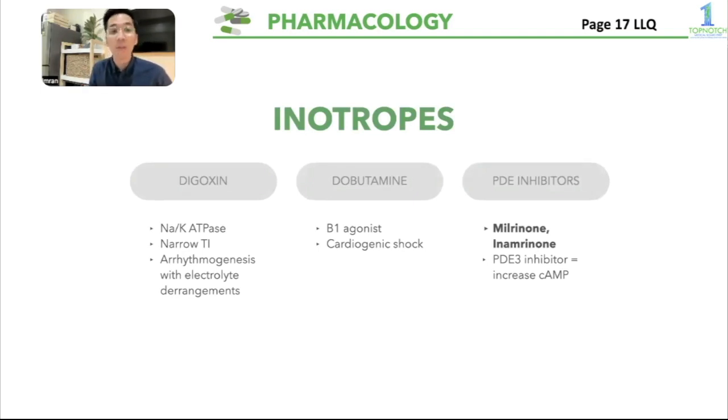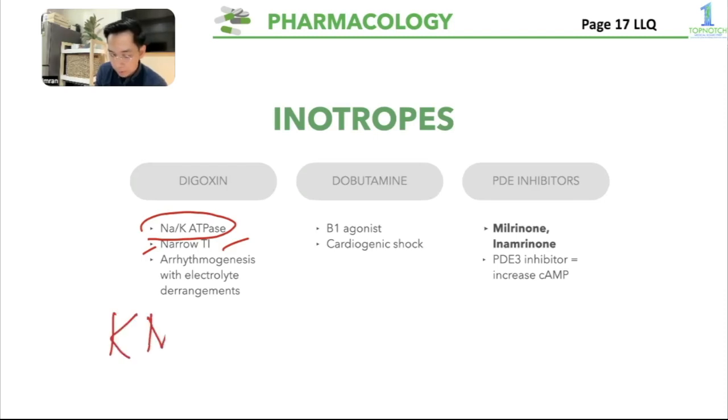Your digoxin, no, will inhibit your sodium-potassium ATPase pump. It has a very narrow therapeutic index. Di ba sabi ko kanina, yung therapeutic index is the difference between your TD50 and your ED50. Ngayon, ibig sabihin, sobrang unti lang ng window mo para maglaro ng mga different dosages natin for digoxin, no? Hence, it has a narrow therapeutic index, no? And it can also cause arrhythmogenesis with electrolyte derangements, no?